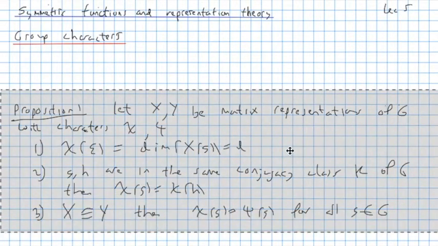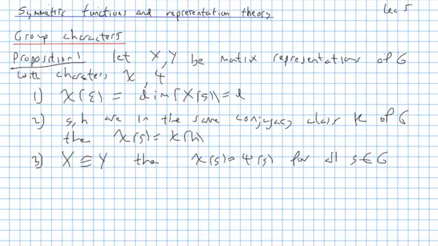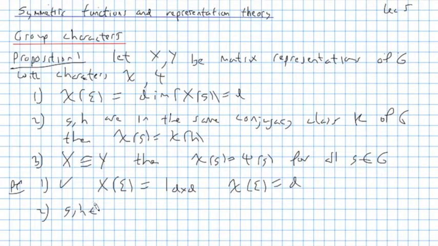So let's see why these things are true. Let me look at the proof. One holds because the associated matrix of the identity is the identity matrix, so the character is just the size, the number of ones. So let's look at two. If g and h are in the same conjugacy class, it means they're conjugate, so there is an element in the group such that if I conjugate g by g_1, I'm going to get h.